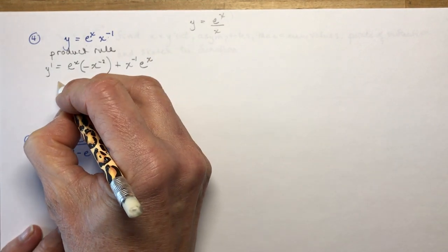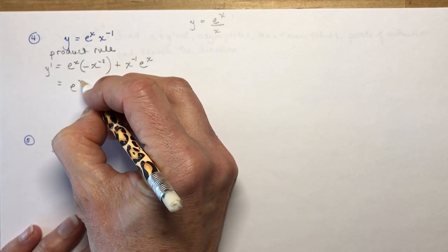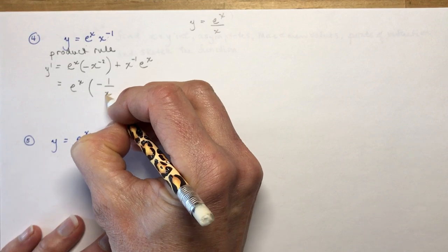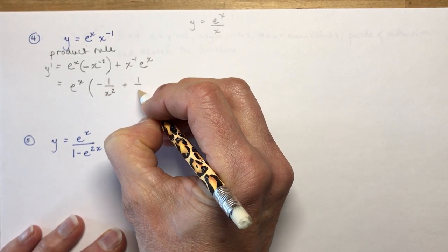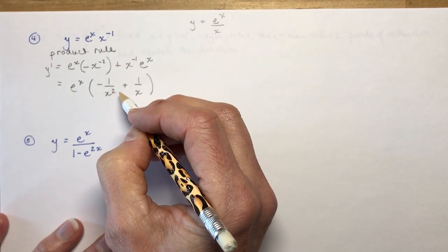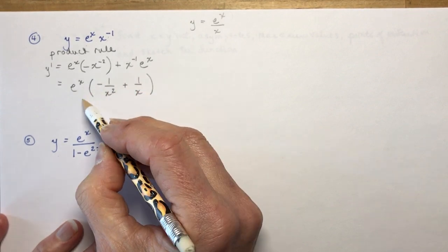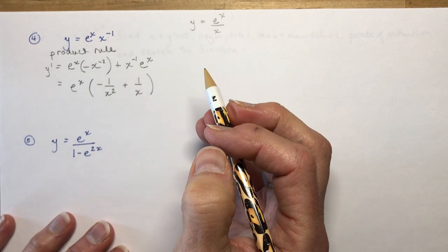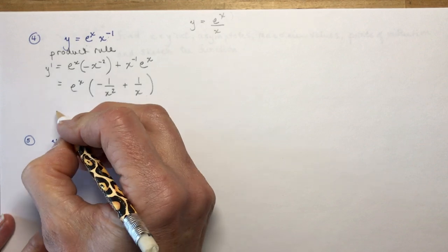So if I go to simplify this now, I would say I can take out e to the x, and I'm left with negative 1 over x squared. And I have plus 1 over x. And in order to simplify this, I think you might find that a lot of times you're expected to put this in another form. Like if you stopped here, you'd probably look in the back of the book and say, what did I do wrong? And you didn't do anything wrong. You just missed that one little step farther.